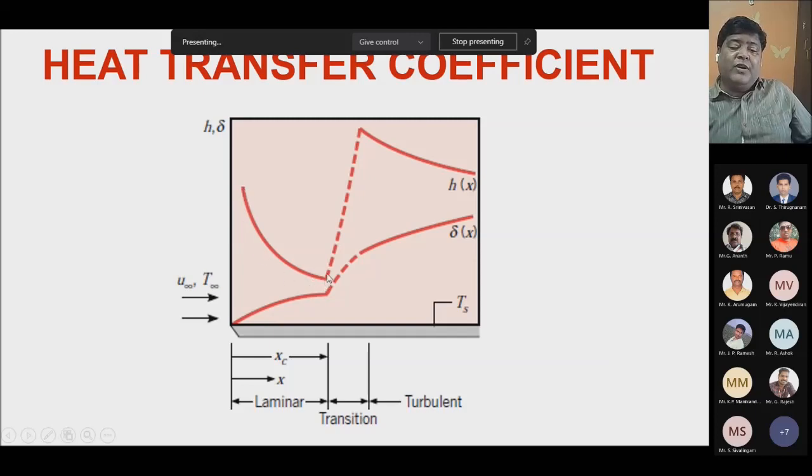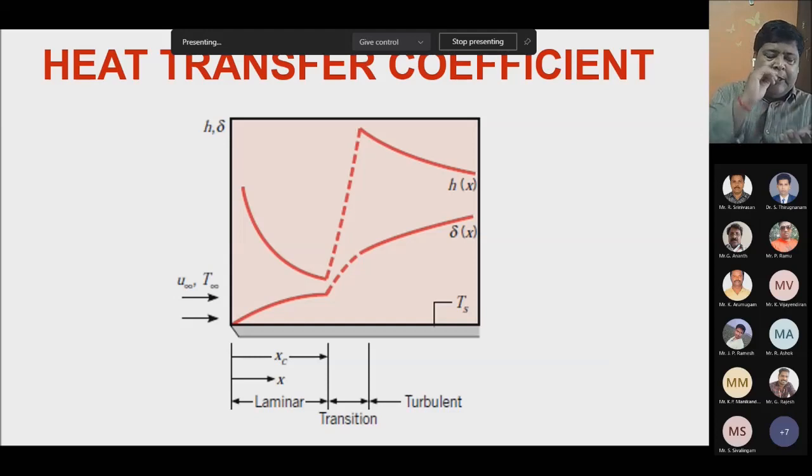Let us first talk about laminar. For h, you can see there is a parabolic decrease in the h value along the length. What do you physically understand from this? Suppose you take a hot plate of, say, 500 degrees Celsius and cold air at 20 degrees enters the plate. When it enters the plate, it can absorb more heat. Why? Because the temperature difference is very, very high.